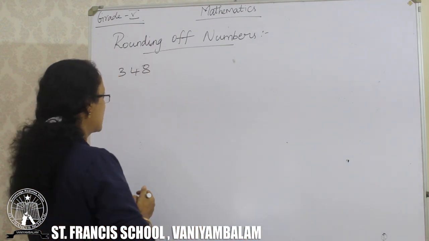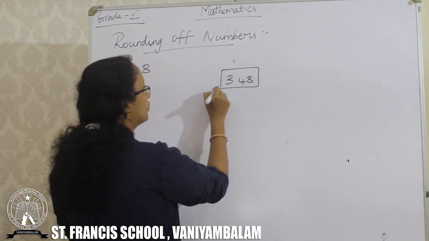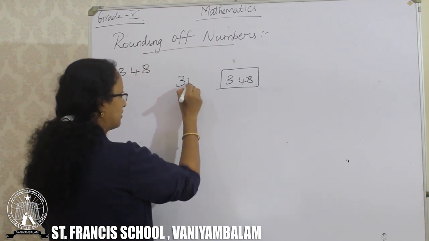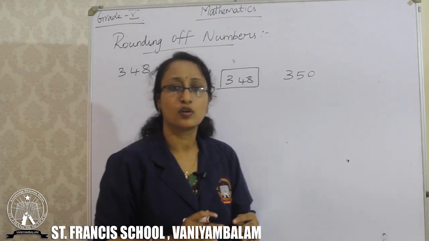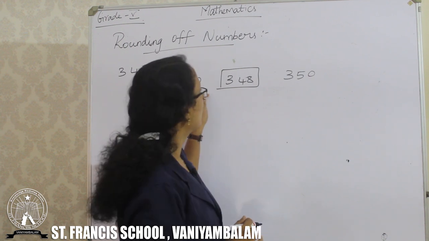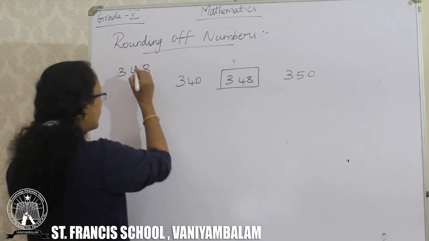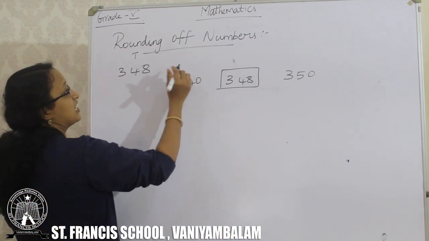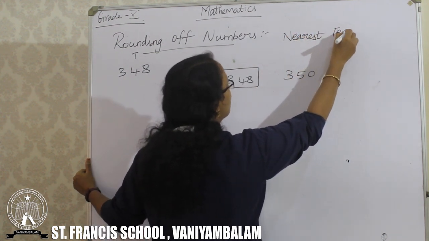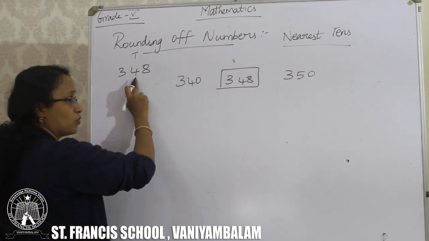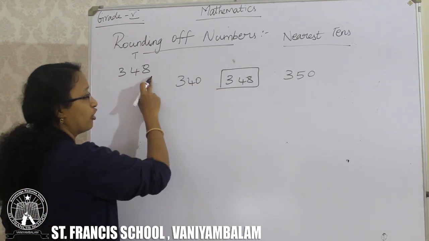Nearest tens means just check 348 lies between which two tens? It lies between 340 and 350, because I am going to round it off to nearest tens. That's why we are writing 340 and 350. You have to check the tens place only, because the topic is nearest tens. So check the tens place value, and you put 0 after that. 4. So 340 and 350.